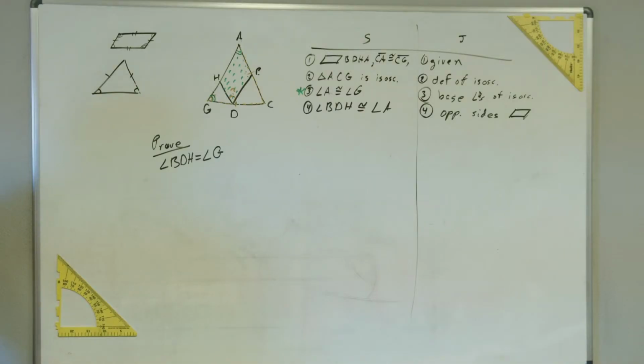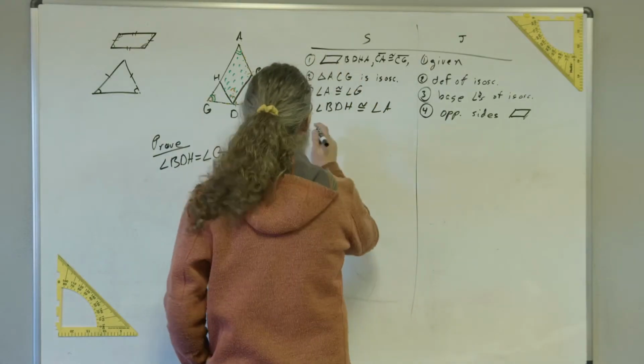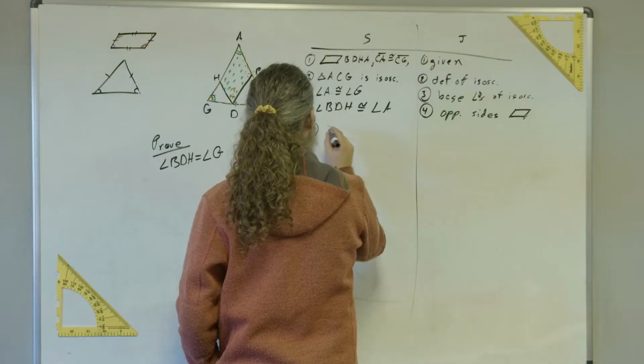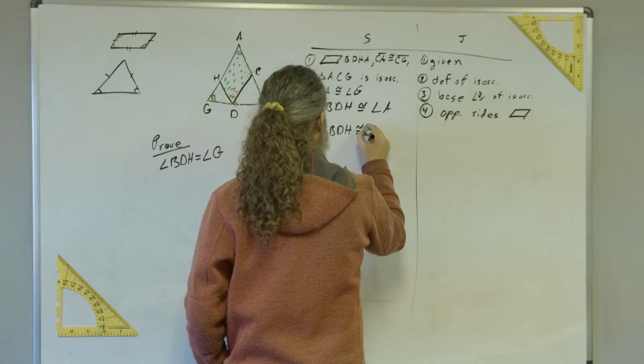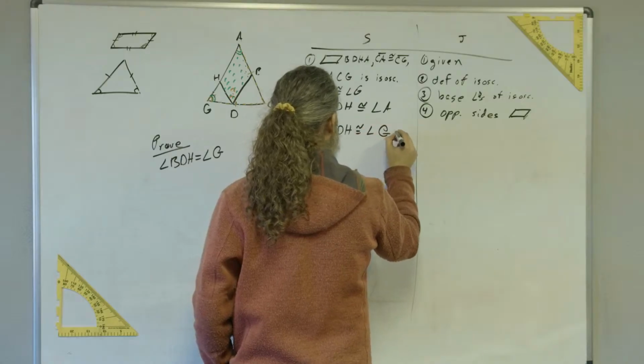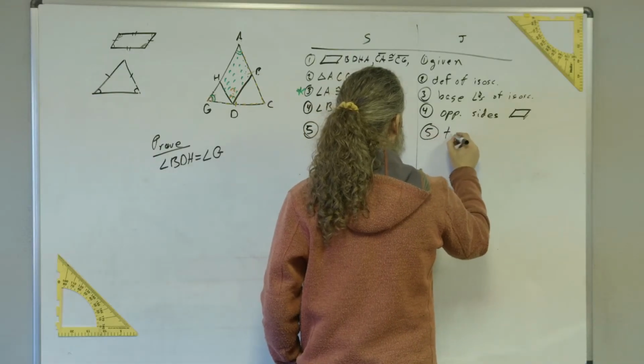What now? BDH. Can you use which? You can use the transitive. That's exactly right. Yep. Because they're congruent to the same one. It is transitive this time. It's your favorite. It's congruent to angle G because transitive property.